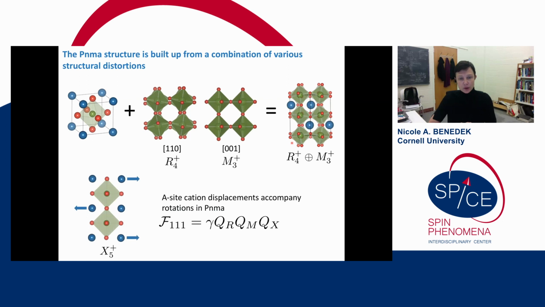So indeed, if we look at all the structural distortions that are allowed by symmetry in Pnma, then you see that there are also these, what we call, antipolar displacements of the A-site cations. And if we expand the energy about the cubic phase, then there is a trilinear term that couples all three modes together. Okay, so what that means is that if one of those distortions condenses, then the other modes get pulled along. Right? So they're anharmonically coupled.